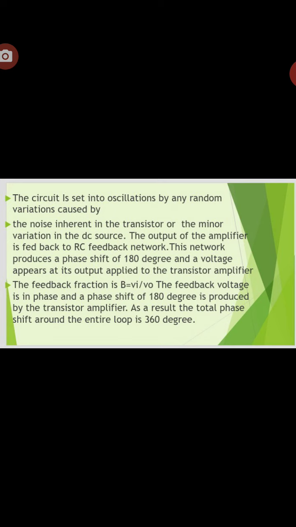Therefore the output signal is the same as that of the input. Therefore the phase is in phase. In phase means it obeys the positive feedback. If it is out of phase, then it obeys the negative feedback. But in oscillation we always use positive feedback to get sustained oscillation, and the output is in phase. Always it is in phase.